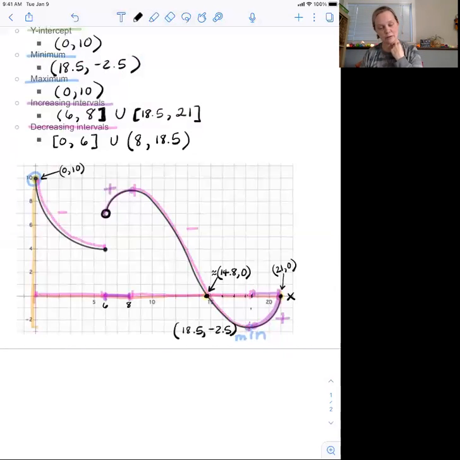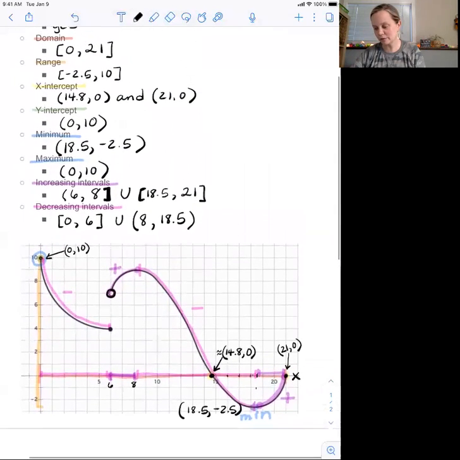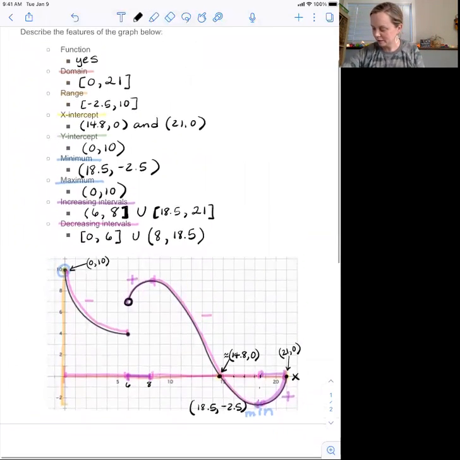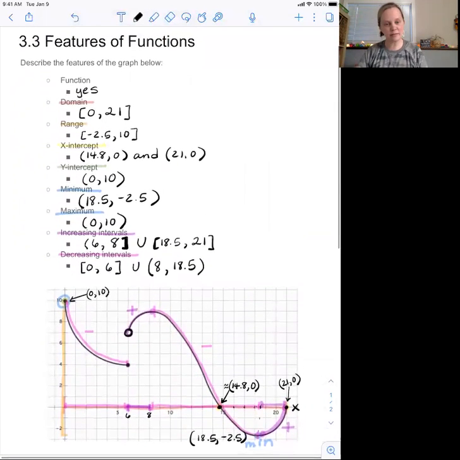And I think that should count for everything. When I look at the span of the decreasing and the increasing intervals, I'm going from 0 to 6 and 6 to 8, 8 to, and I'm just kind of checking that I have the whole span there. It looks pretty good. So that is one more example of how to write and use interval notation, our coordinate points, when we're talking about features of a function.